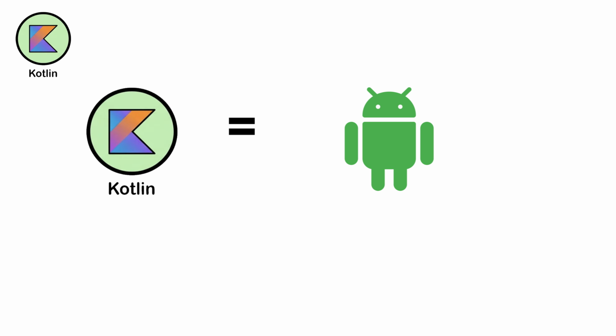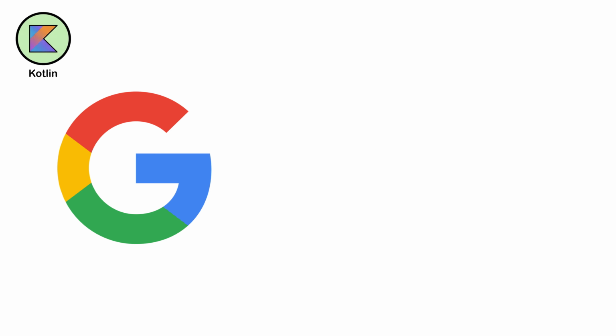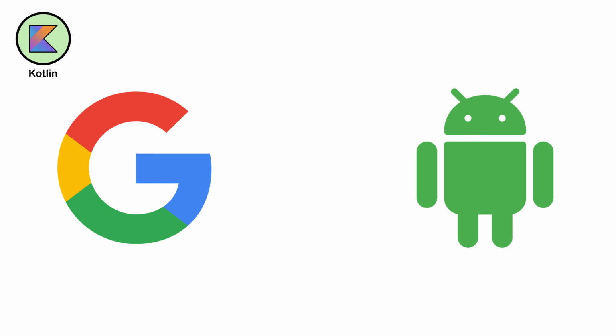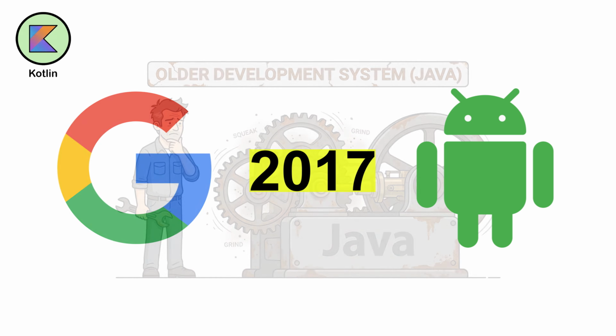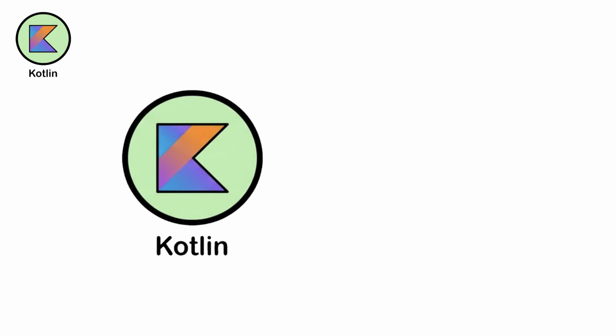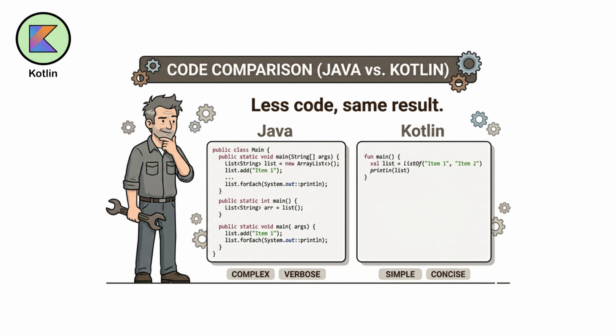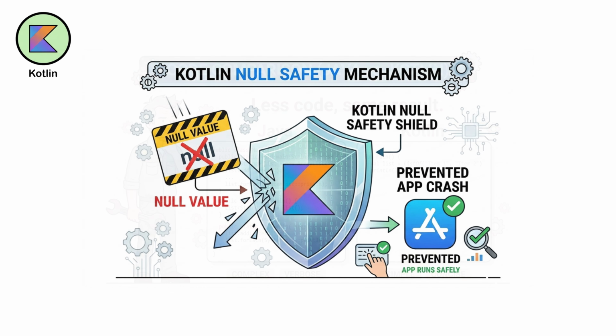Kotlin. Kotlin is to Android what Swift is to iPhone. Google adopted it as the preferred language for Android development in 2017, largely because the language it replaced, Java, had accumulated a lot of friction over the years. Kotlin is designed to be concise, meaning you can express the same idea in fewer lines of code than Java would require. It also has built-in features that reduce a very common type of crash in Android apps caused by trying to use a value that doesn't exist, called a null reference error.